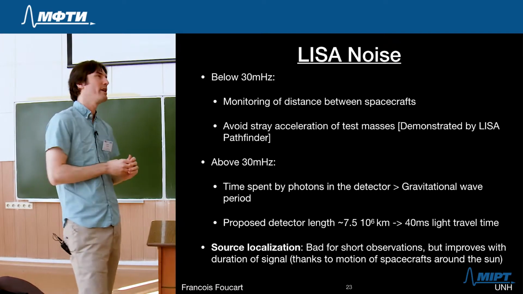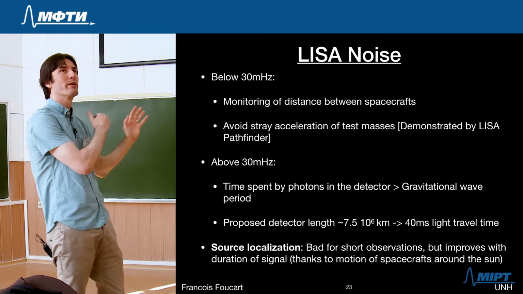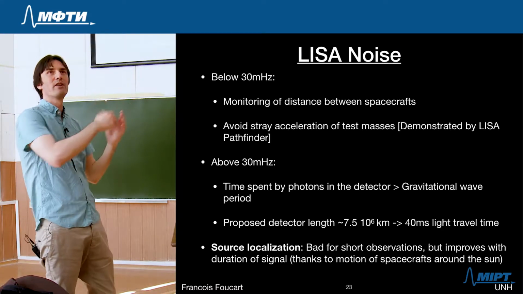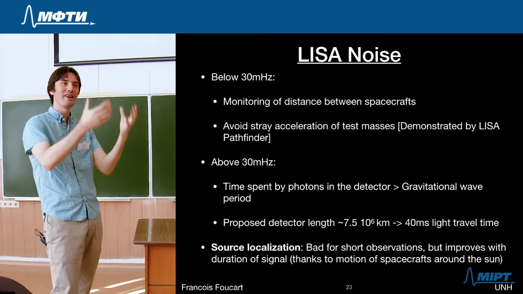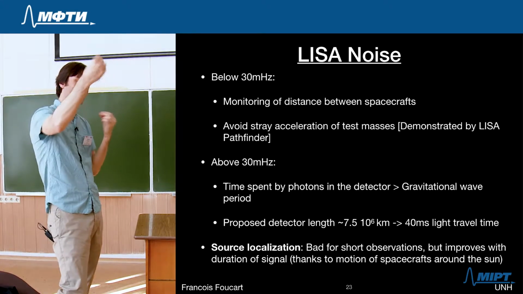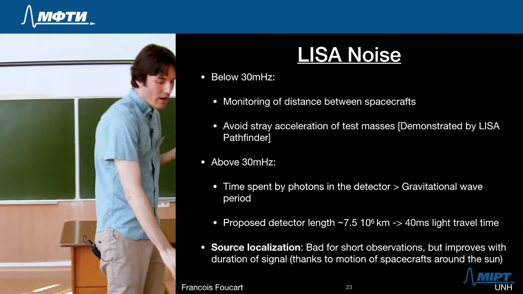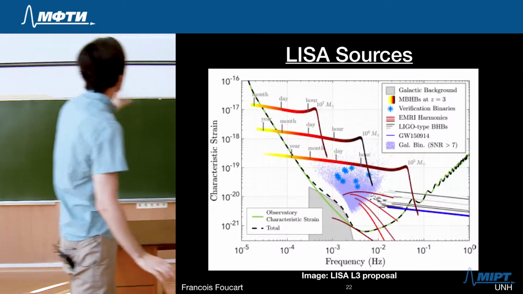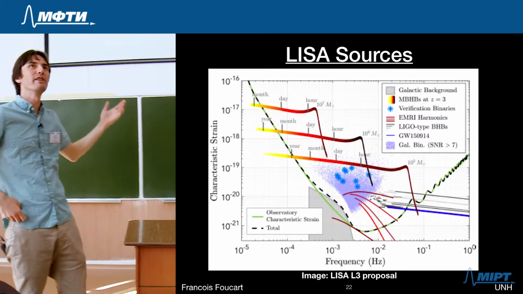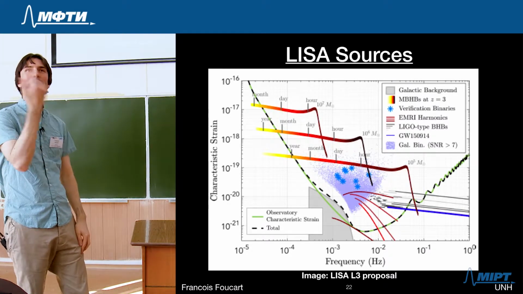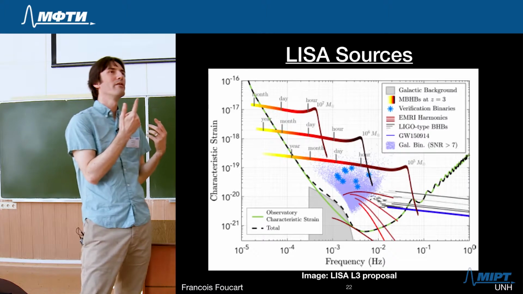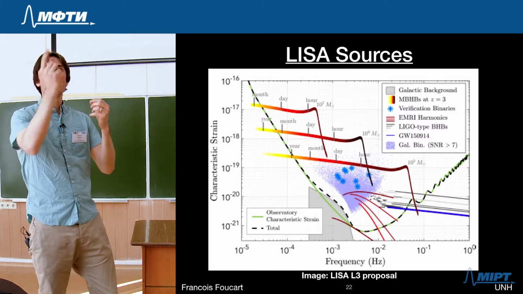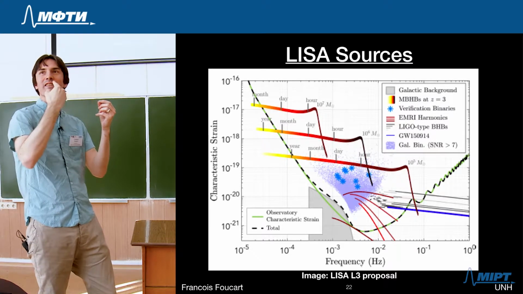So that part has actually been largely demonstrated. The technology required has been demonstrated. But that is what is limiting you at low frequency. It is a combination of being able to know what free fall means and spacecraft technology to actually maintain a free-falling mass in place and monitor distances between spacecraft. Above 30 millihertz, so in the rising part of the noise curve, what is limiting you is the fact that the period of the gravitational wave is becoming shorter than the time that a photon spends in the detector.